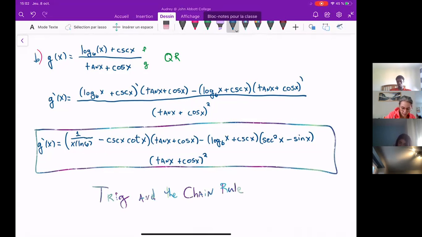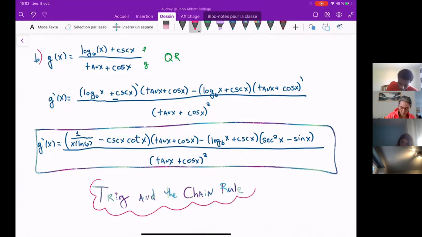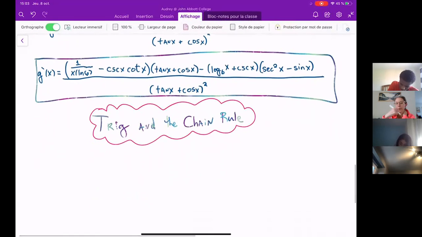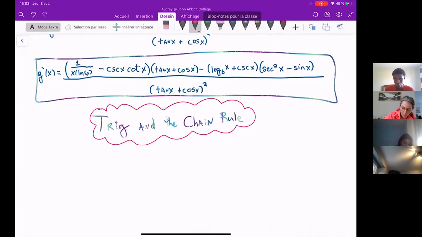Ah, what happened to my line there? Hello. So the first thing is that trig can show up in the chain rule that we already have.